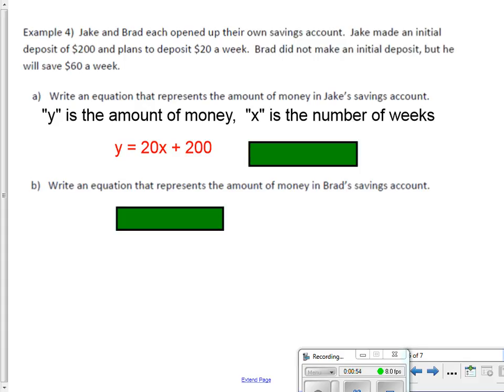Decided I'm going to put in a little bit to begin with, and then as I go, I'm going to put more in there as I go. So 20 was from 20 per week, and 200, because that's what he started with.